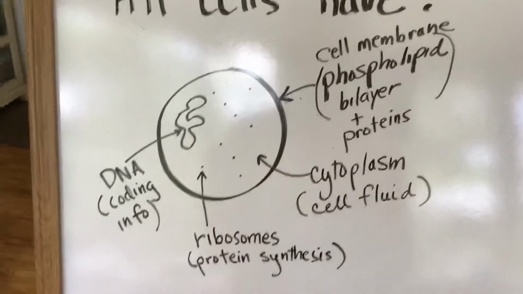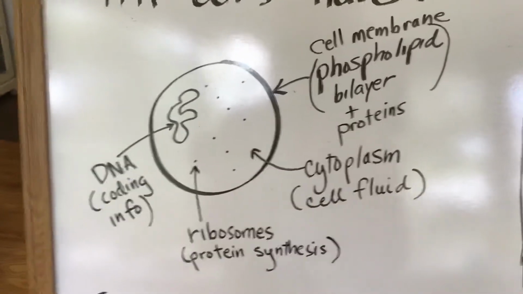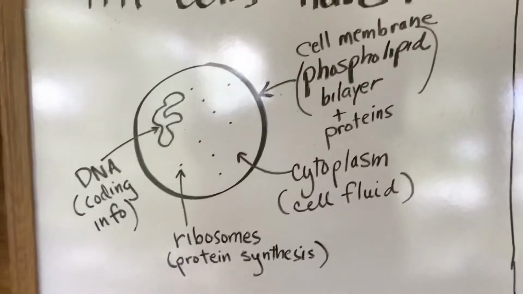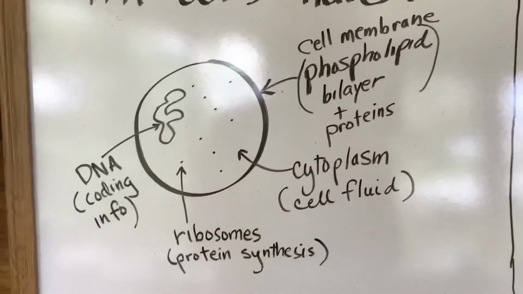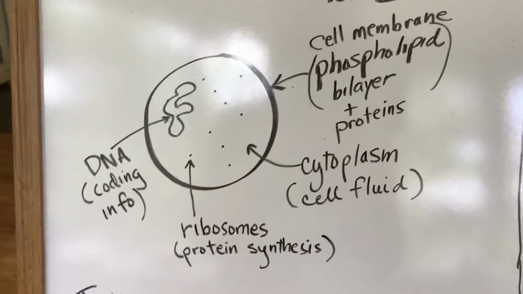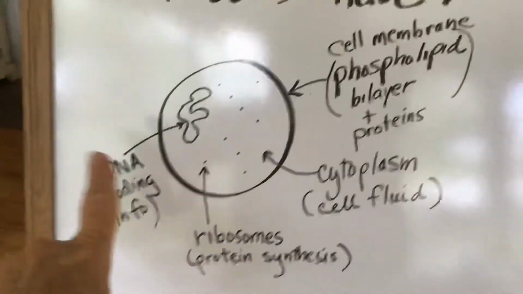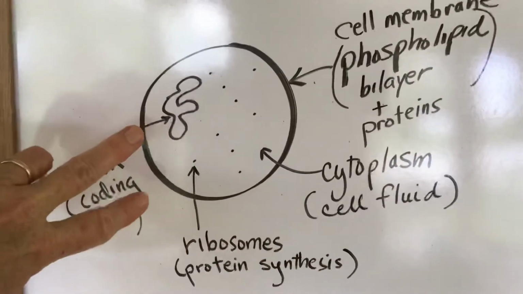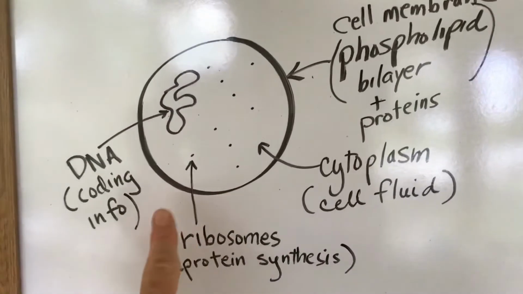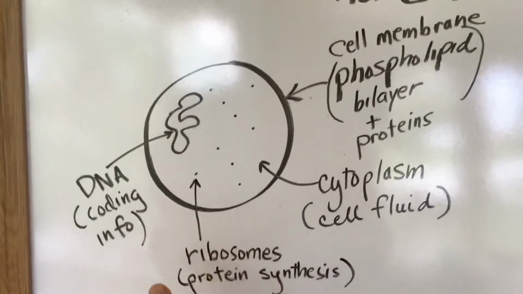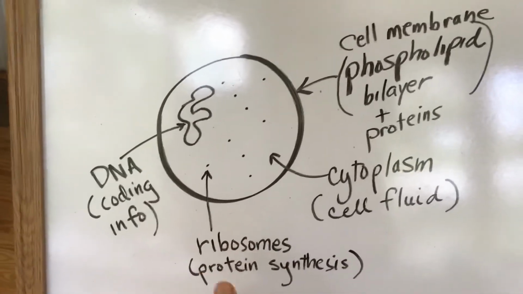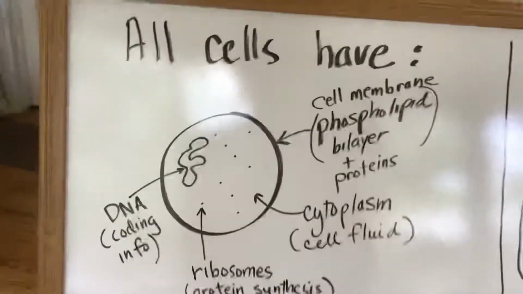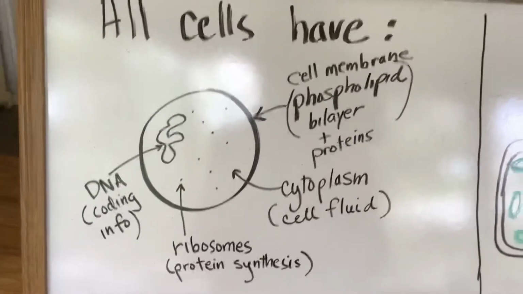So the chemical reactions that you need to happen in a cell have to be the ones that are happening in a quick way. And this is going to happen because of enzymes. And because of that, you need the coding information for that, and you need an organelle called a ribosome that will enable you to do that. So all cells of all types have all of these things.